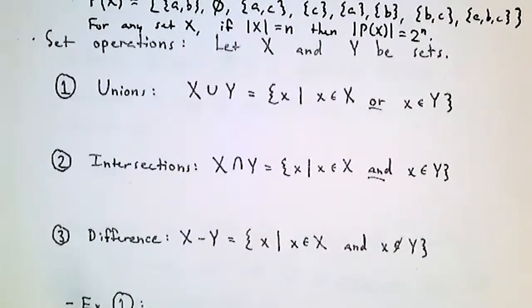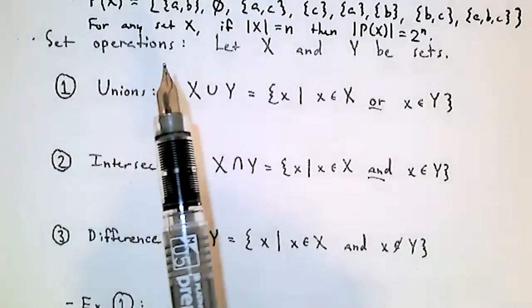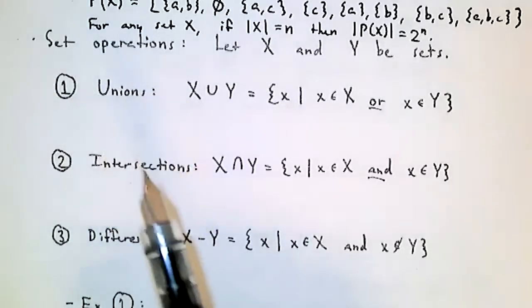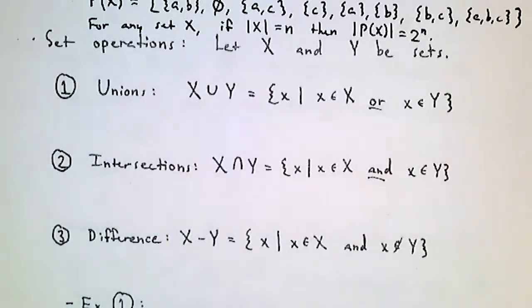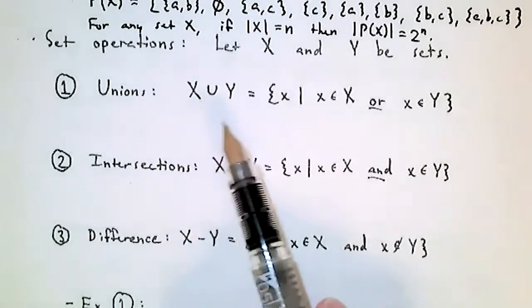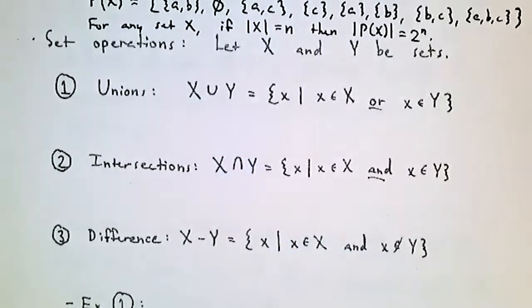Okay, so now we're going to move on to set operations. So these are going to play the role of things like addition and multiplication when we're dealing with numbers. They're ways to combine sets, like we can add numbers to combine them.